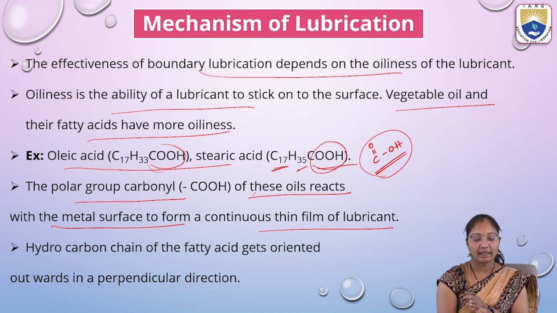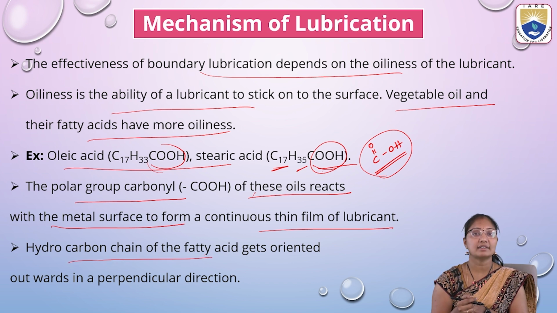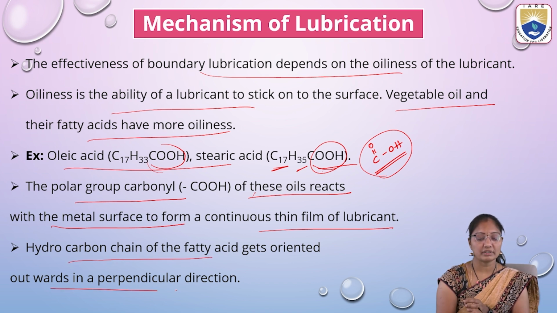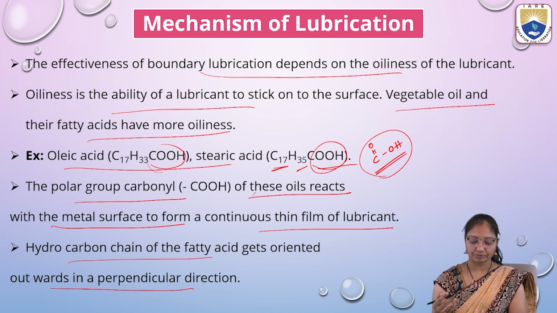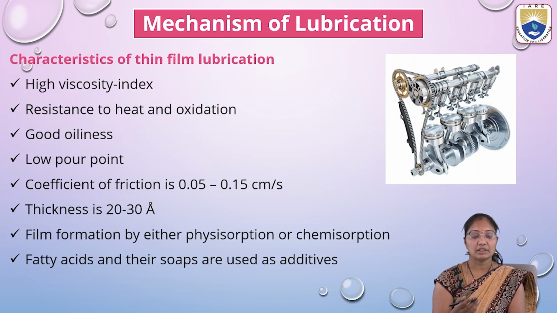group, and the hydrocarbon chain of the fatty acid gets oriented outwards in a perpendicular direction. So this is the use of this more oiliness oil: it gives a thin film layer on the metal surfaces. Because of the carbonyl group, this lubricant reacts easily to the metal surfaces.